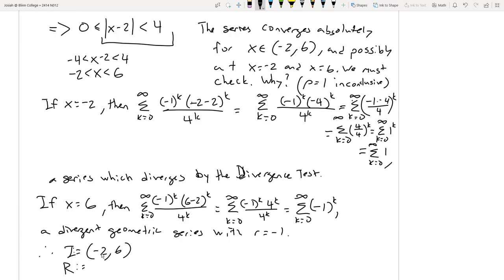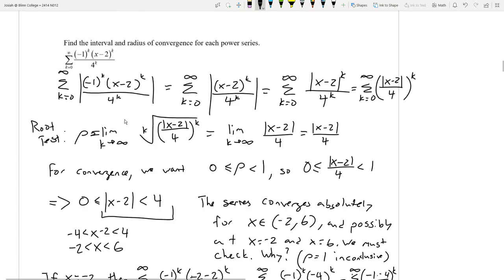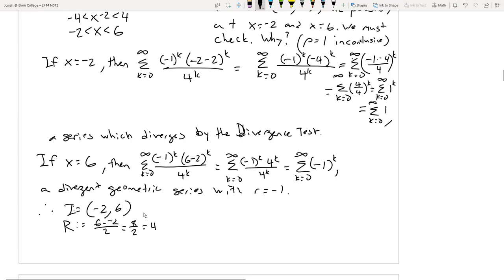We could either just find the halfway point between these guys, or half the distance between these guys, rather, which is 6 minus -2 over 2. So half the distance there, 8 over 2, which is 4. Or we could go ahead and actually look for our center here, which is 2, and then look at just the distance from maybe 6 to 2. Either way. So there's our interval and our radius of convergence.